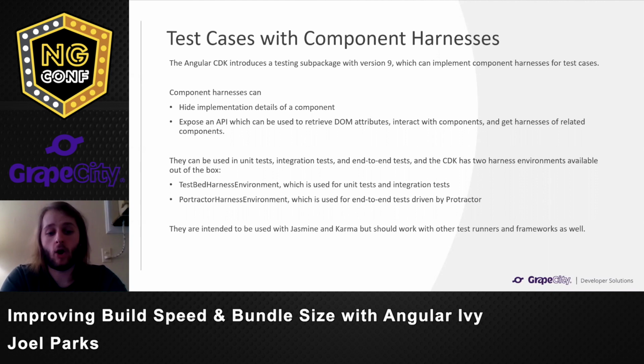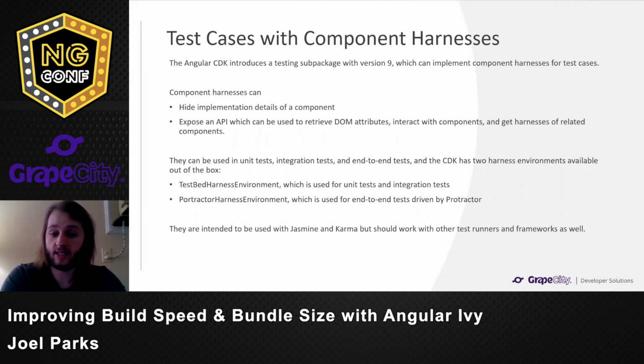The Angular CDK also introduces a testing subclass with version 9, which can be used to implement something called a component harness for test cases. Now, component harnesses hide implementation details of a component and expose an API, which can be used to retrieve important DOM attributes, such as ARIA attributes, interact with the component as users would without querying a component's DOM, and get harnesses of related components, such as child components or dialogs with menu triggers used by the current component. Component harnesses can be used in unit tests, integration tests, and end-to-end tests.